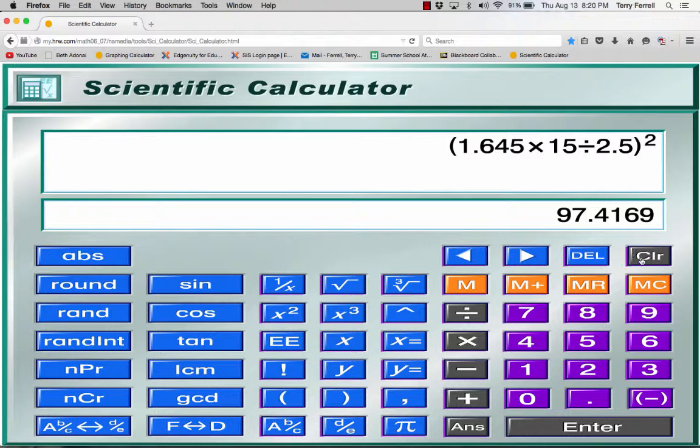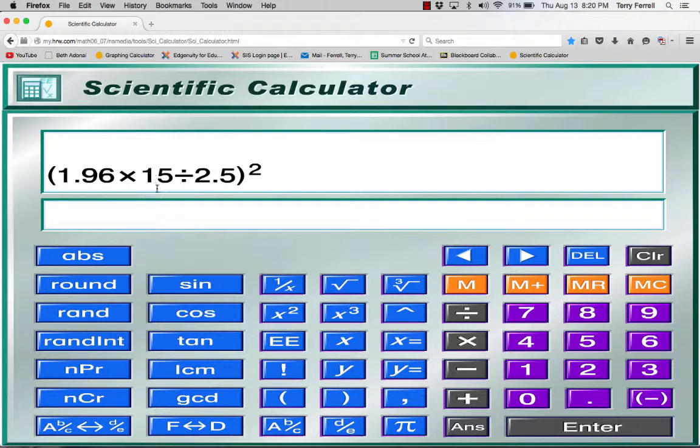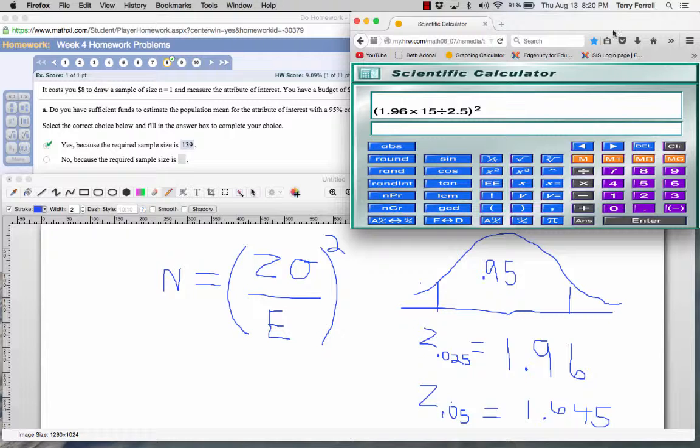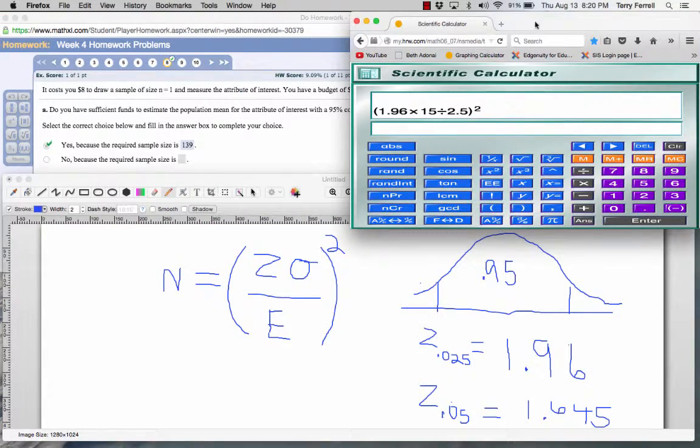So let's clear that and go over here. This is the same thing. I just plugged it into the formula here: 1.96 times 15 divided by 2.5. If I hit enter, I get 138.2976. You always go up to the next integer, so that one is 139.